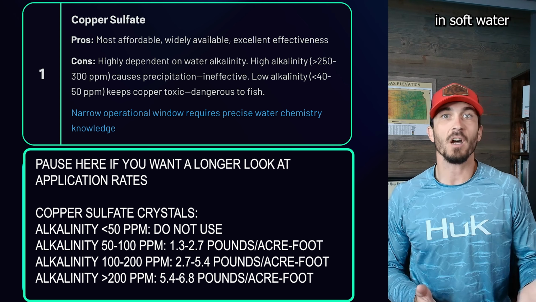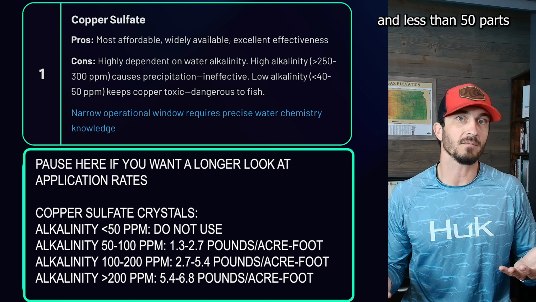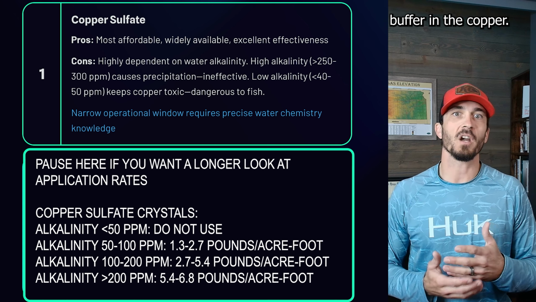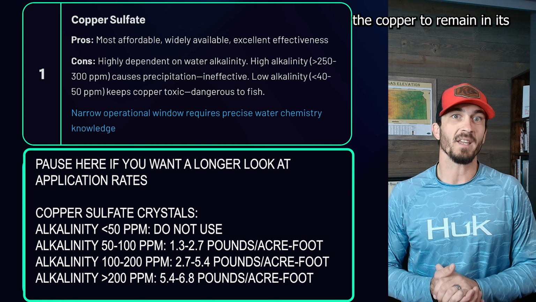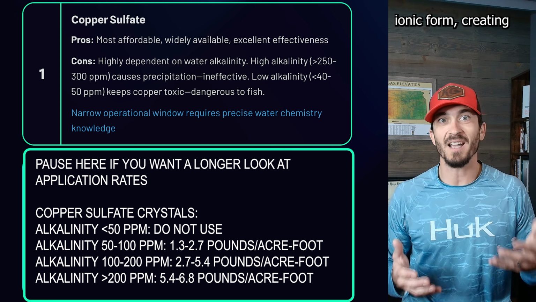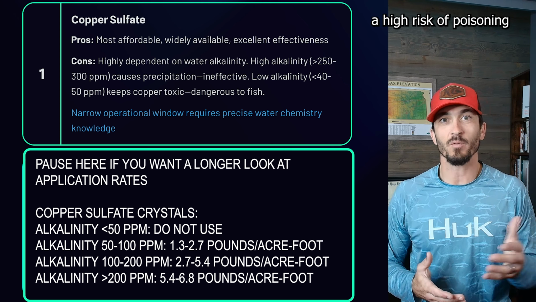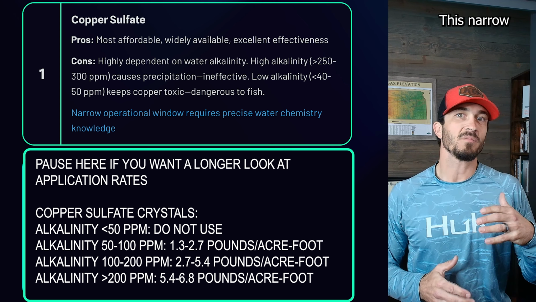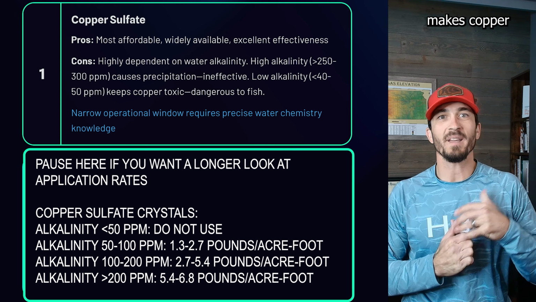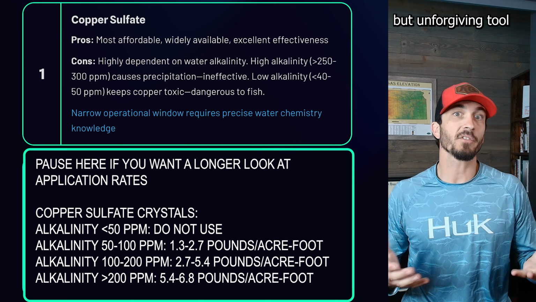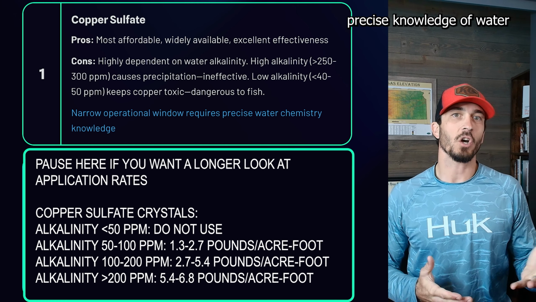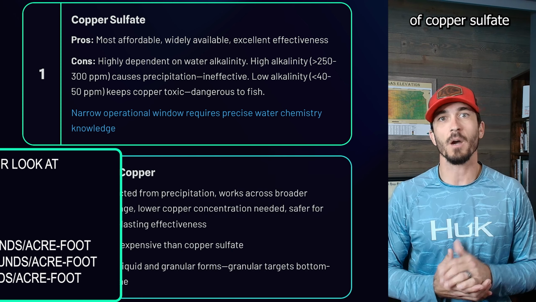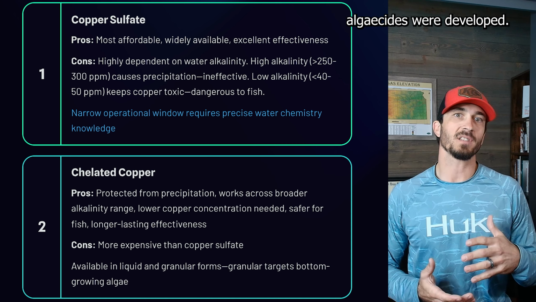On the other hand, in soft water with low alkalinity, less than 50 parts per million, there are insufficient carbonates to buffer the copper. This allows the copper to remain in its most soluble and toxic ionic form, creating a high risk of poisoning and actually killing fish, even at recommended application rates. This narrow operational window makes copper sulfate a powerful but unforgiving tool that requires precise knowledge of water chemistry for safe use. To overcome the limitations of copper sulfate, chelated copper algicides were developed.